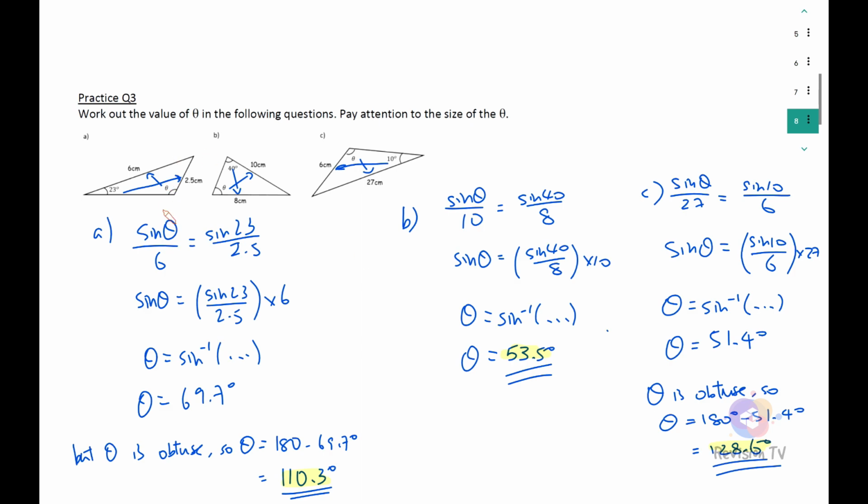Question A, theta is obtuse, so you must do the basic sine rule quite well. And then at the end, it's just an extra step where you have to do theta equals 180 minus 69.7, which gives the final answer of 110.3. For question B, the angle is acute, so you don't have to do any extra step, so 53.5. But for C, the angle is obtuse again, so you have to do the extra step. 128.6 is the final answer.